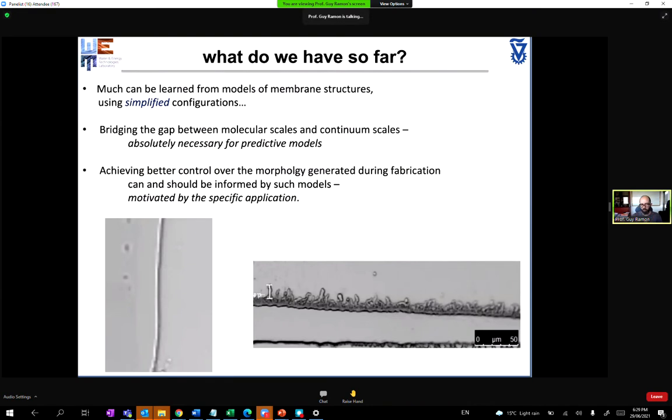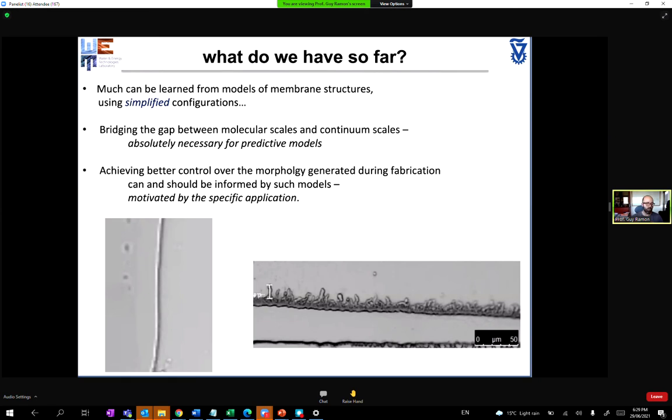So what do we have? I hope that I've shown you that simple models can teach us a lot. And by virtue of the simplifications that are inherent to the models, we can do a lot with them. We can play a lot with them. We can probe a very large parameter space, and we don't need a really, really powerful computer to do so. And that's really the strength of it.